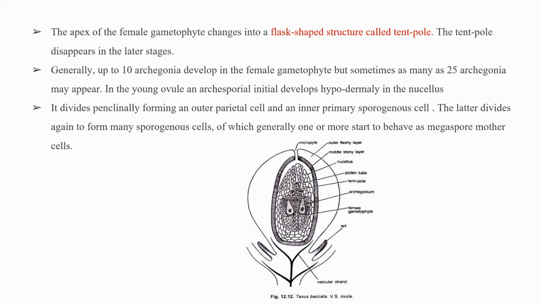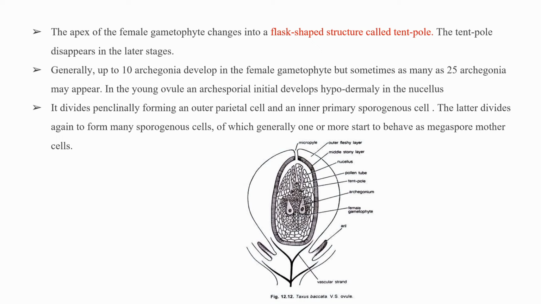The apex of the female gametophyte changes into a flask-shaped structure called the tent pole. The tent pole disappears in the later stages. Generally, up to 10 archegonia develop in the female gametophyte, but sometimes as many as 25 archegonia may appear.